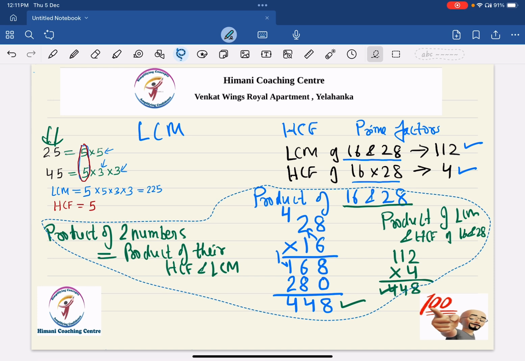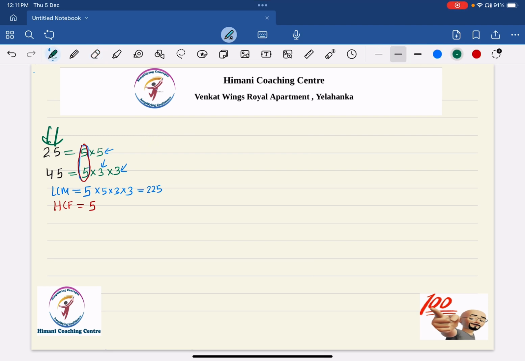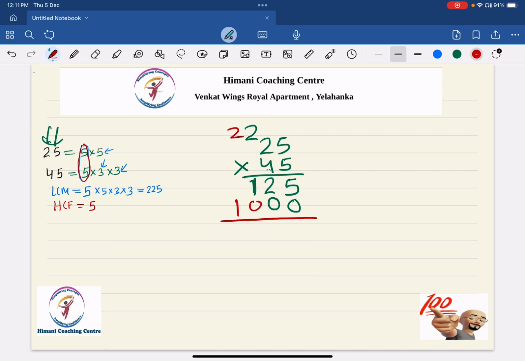So now let us go to the second part to verify what we just said, that the product of two numbers is equal to the product of their HCF and LCM. So what are the numbers we took? 25 and 45. So let us multiply them first. So 5 fives are 25, 2 carry over, 5 twos are 10, 10 plus 2 is 12. Then a 0 because we are going to the tens digit, and 4 fives are 20, another carryover of 2, 4 twos are 8, and when we find the product of 25 and 45, we get 1125.